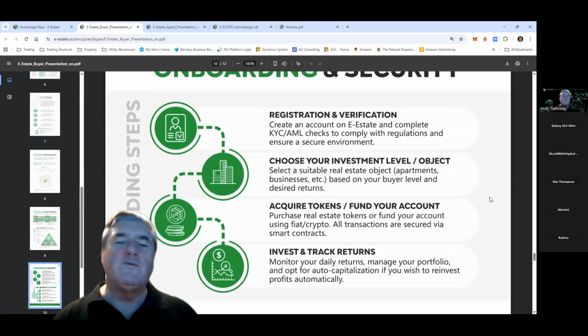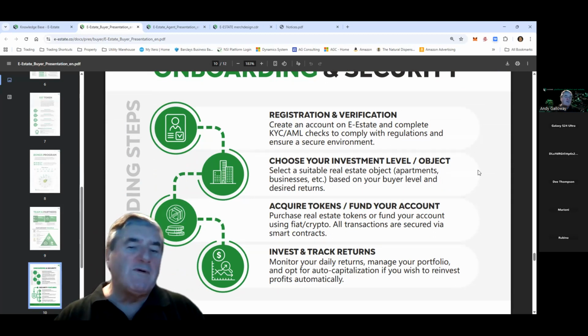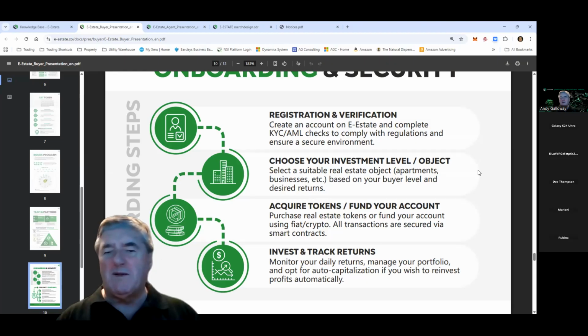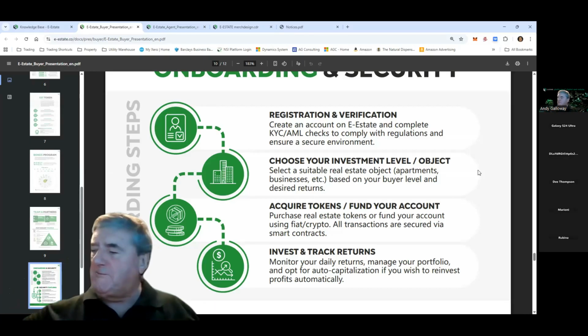So what do you do now? Well, first thing you need to do is to register. You create an account on e-estate, with KYC and anti-money laundering checks. So there's no way around that. This is a legitimate business that's registered properly, so you need to comply with those regulations. Then you choose your investment level, and that includes as well how much money you're going to put in initially. You can always add to it later. And that's based on what you want to get out of it in the end.